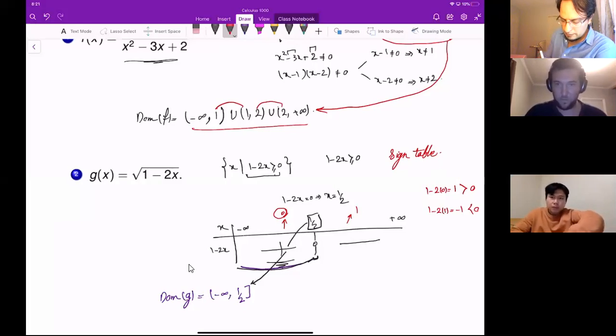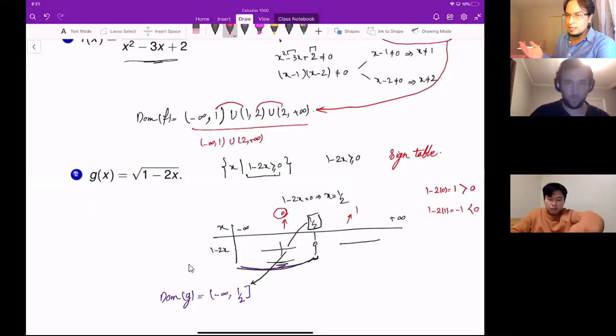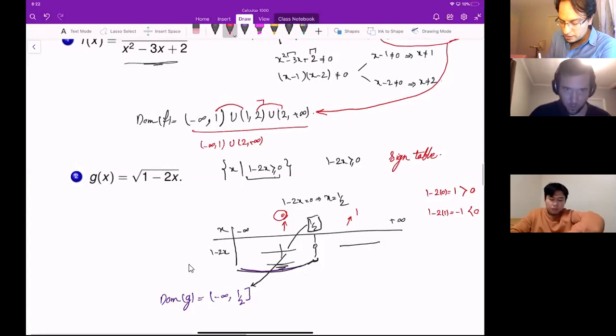Negative infinity to 1 and then union the interval 1 to 2 and infinity. Okay, so here is something that you have to be very careful about. When I write an interval anywhere in this course in math, when you see intervals, you're working with real numbers. Who can tell me how many numbers are in 1, 2?